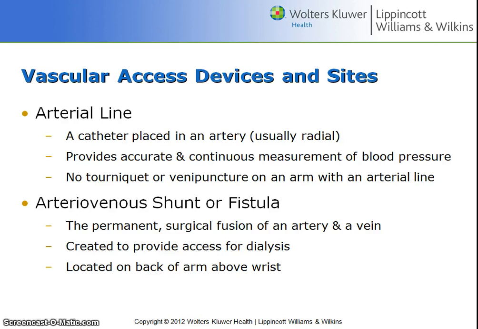Alright, so this is talking about vascular access devices and sites. Please make sure you review these. An arterial line is a catheter placed in an artery. You should not place a tourniquet or attempt a venipuncture on an arm with an arterial line.